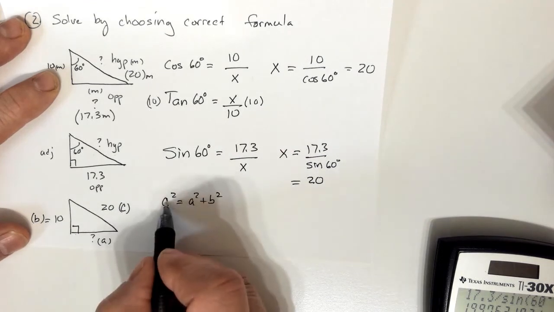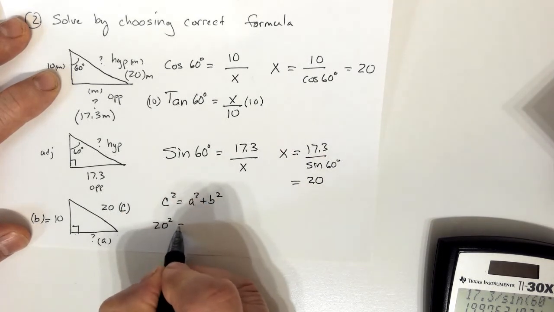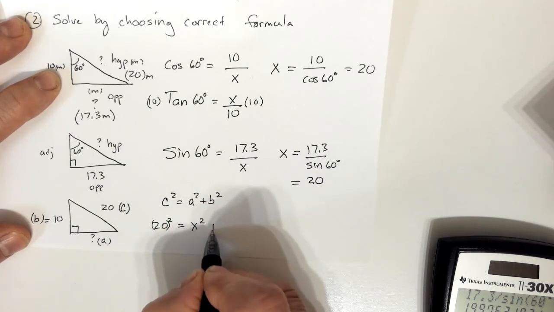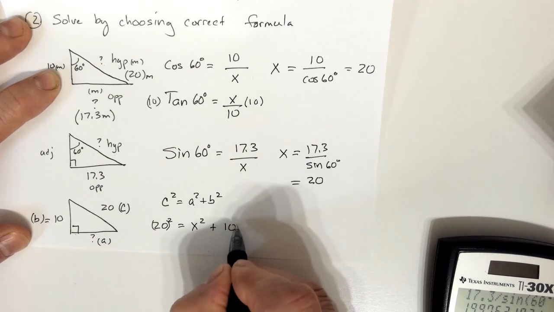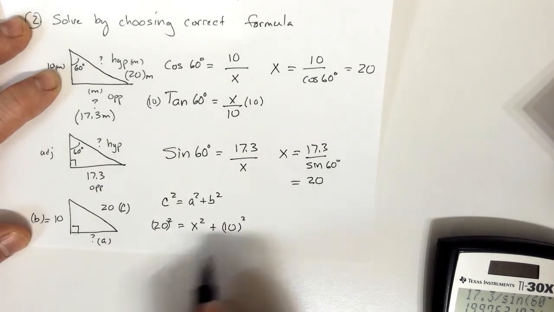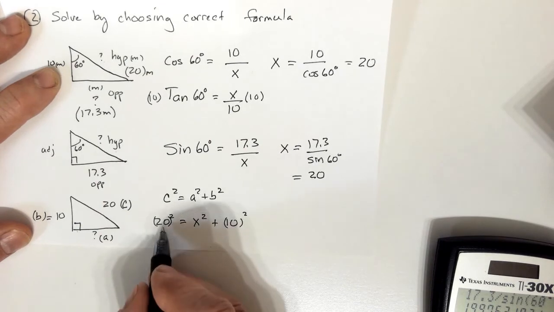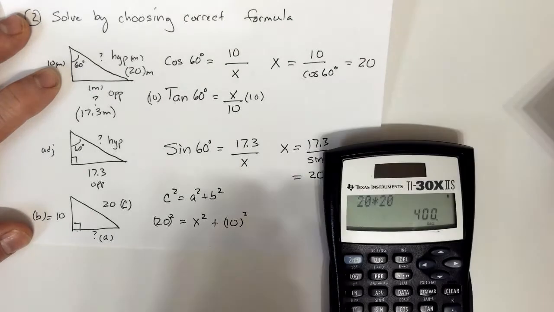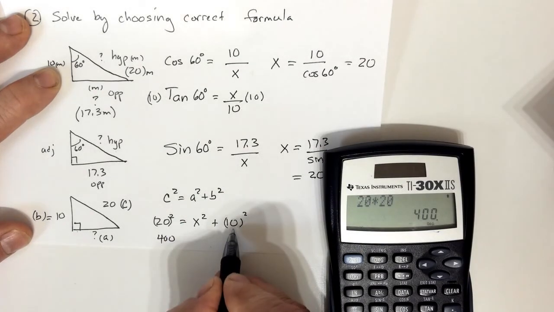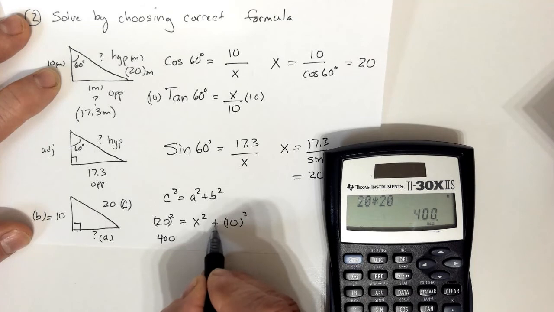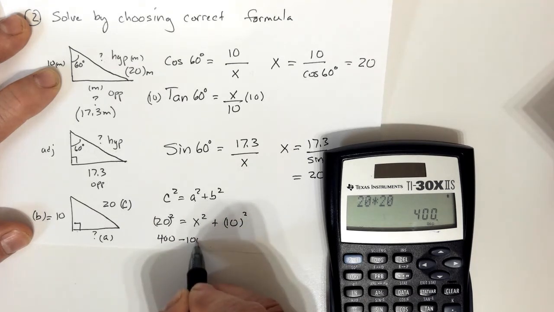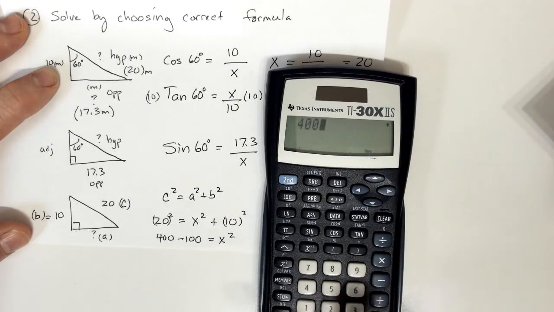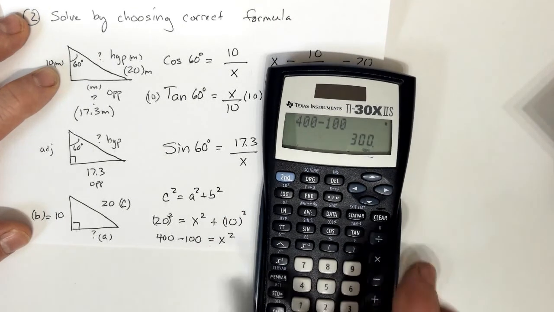So here we go. My C is 20, and A is my unknown, and my B is squared there too. To get this to the other side, I would subtract. So 20 squared is 400. I know 10 squared is 100. I'm adding it, so I'm bringing it to the other side. Minus 100 equals x squared. So 400 minus 100 equals 300.